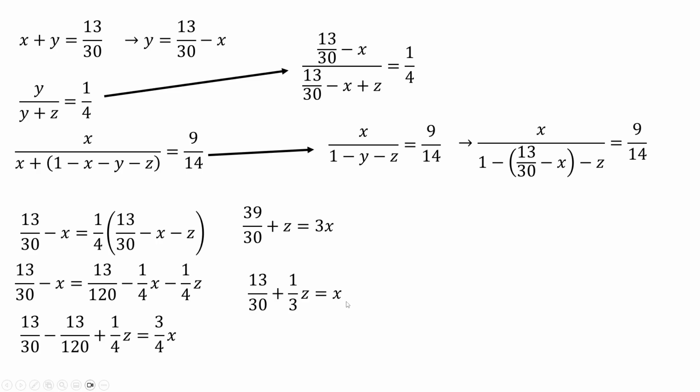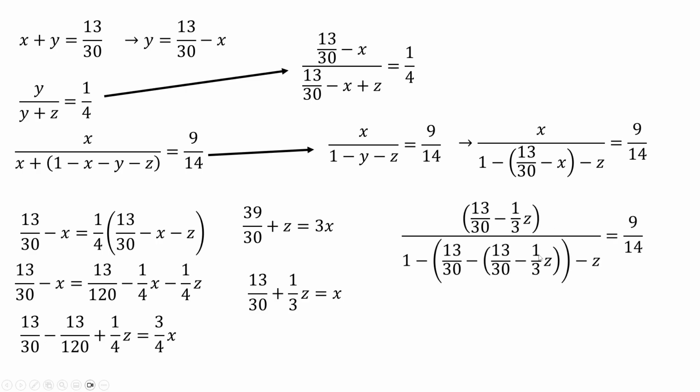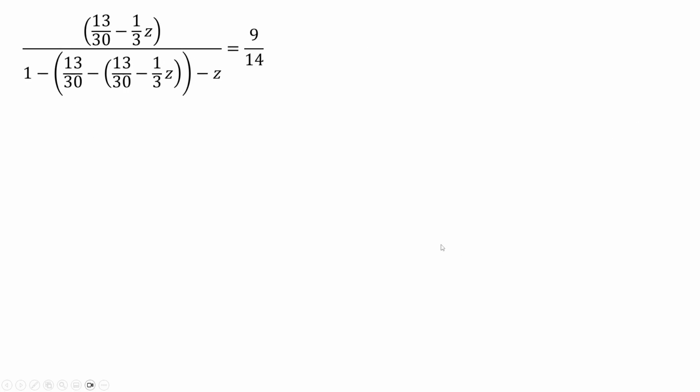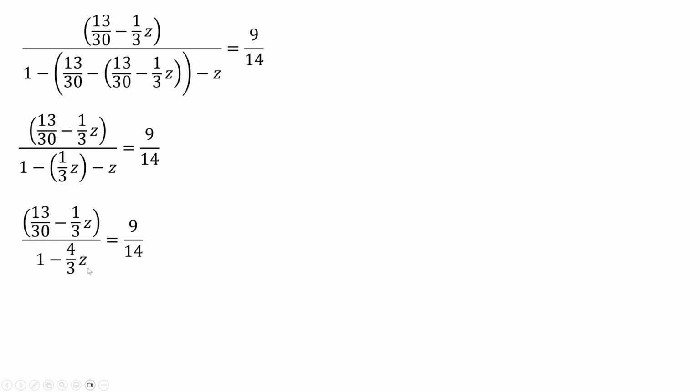Okay, now we've got what x equals, we can just plug this into there. Okay, and we'll do that, we'll get this. And let's start working on this denominator, but let me just use a new page because this is getting quite full. So 13 over 30 minus 13 over 30 minus a third z. This and this cancel because they're the same thing. So now we're left with minus a third z, so that's just a third z. And then we've got minus a third z minus z, so that's minus 4 thirds z. And then we'll multiply by minus 4 thirds, 1 minus 4 thirds z on both sides to get this.